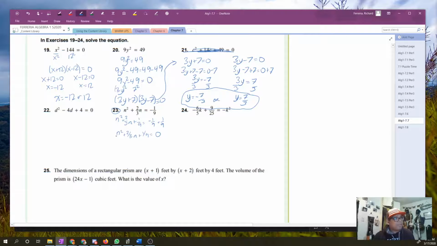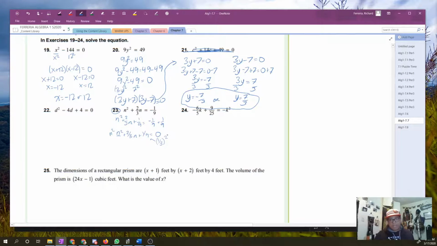Okay, is this a perfect square? Sure, that's n squared. Is this a perfect square? Well, 1 is a perfect square, the numerator. 9 is a perfect square, the denominator. So yeah, this is a perfect square. That's just 1/3 squared.